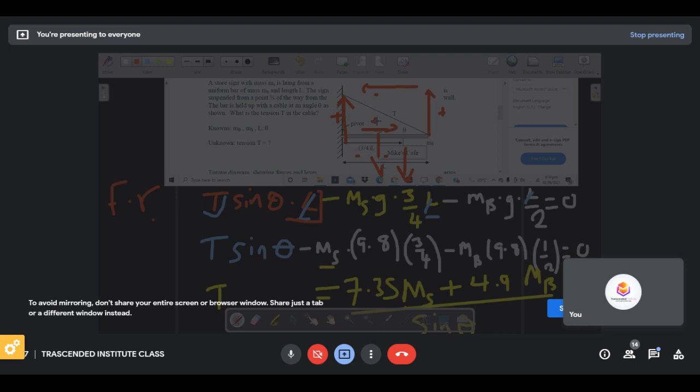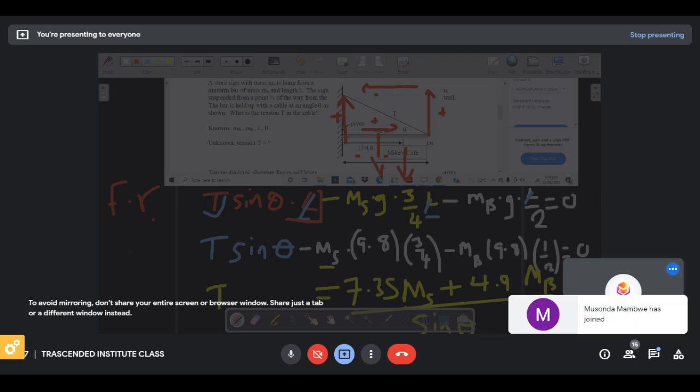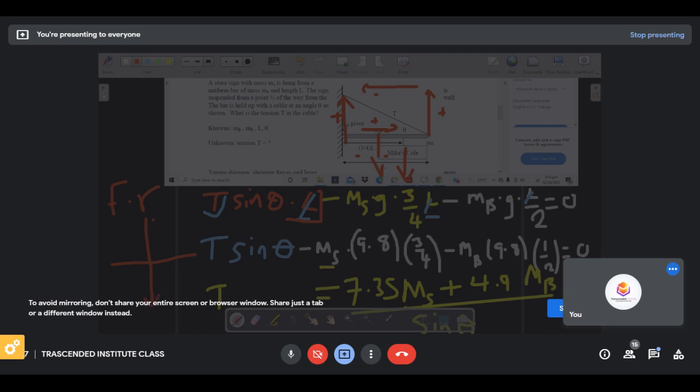Okay, so the way we come up with signs, when it comes to the forces, we use the XY plane. All right? Going downwards, it's a negative Y axis, so it becomes negative. Going upwards, it's a positive Y axis. Going to the left, it's a negative X axis. Going to the right, positive X axis.